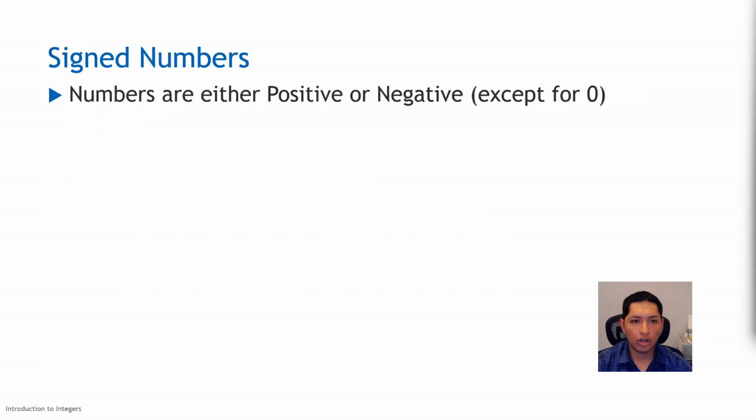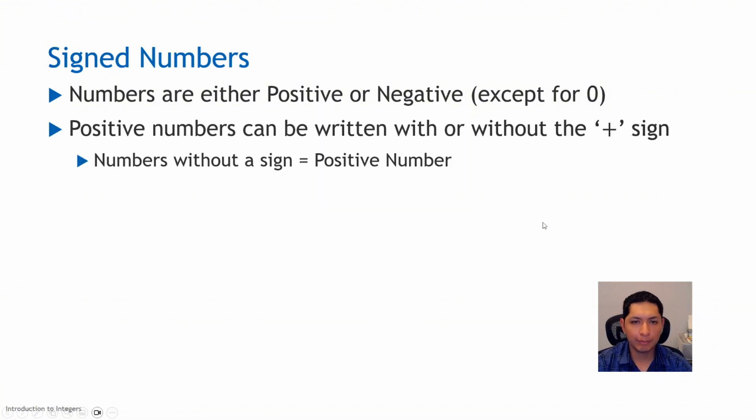Signed numbers are all numbers that are either positive or negative, and by this definition, that means that 0 does not qualify as a signed number because, as we saw, 0 is neither positive or negative. Positive numbers can be written with or without the positive sign, and numbers without a sign can be safely assumed to be a positive number. So if you see just a number written out and there's no positive sign written in front of it, you can safely assume that that is a positive number.